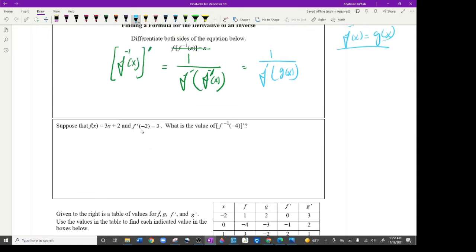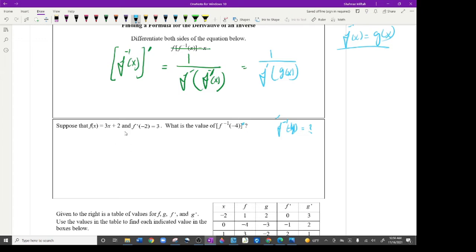Suppose f(x) is this, and f prime is that. What is the value of (f⁻¹)'(-4)? Do you see the small prime? It means I'm looking for the derivative of the inverse when x is negative 4. Are you understanding me? I need the derivative of the inverse when x is negative 4. Are you with me on this?